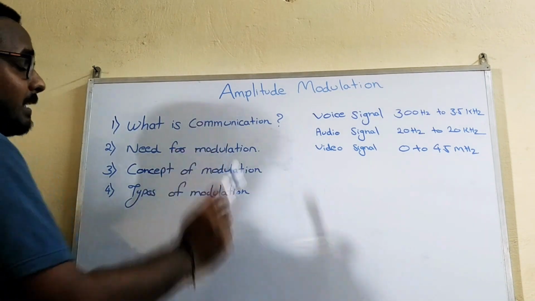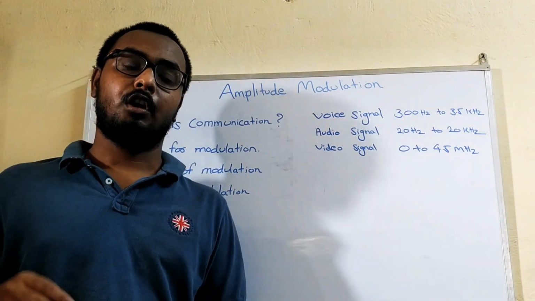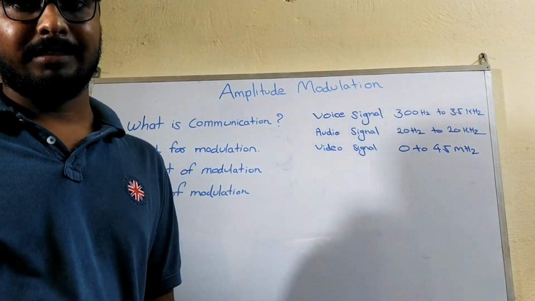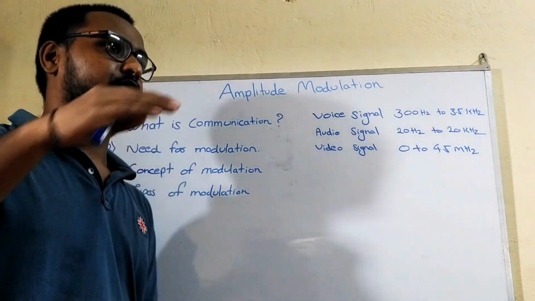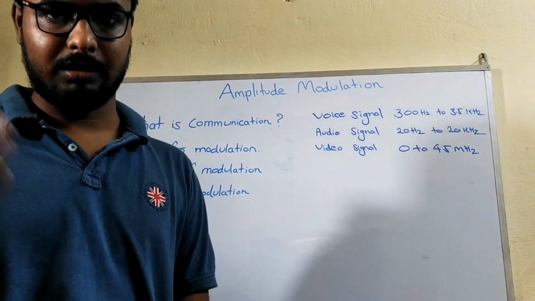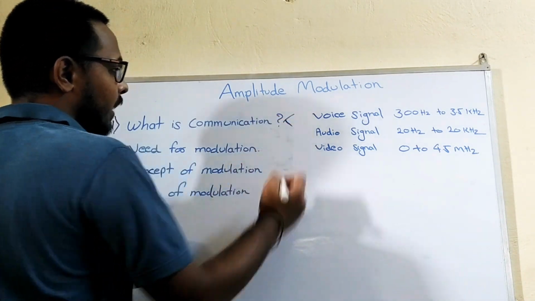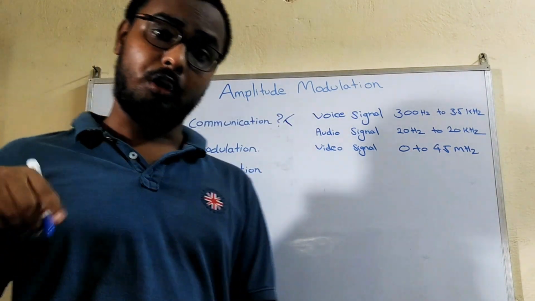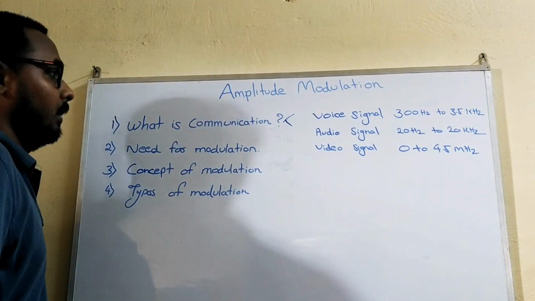The first is, what is communication? Communication is the process of transmitting our message from one place to another, or the process to share our idea from one person to another. Communication can be of two types, either wired or wireless. In both ways we can communicate with each other.